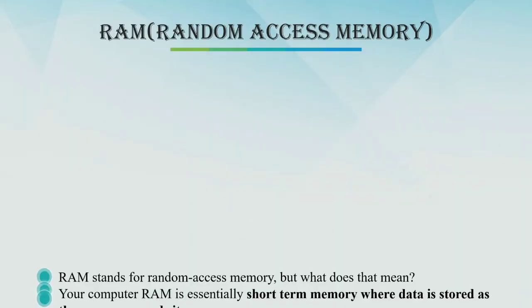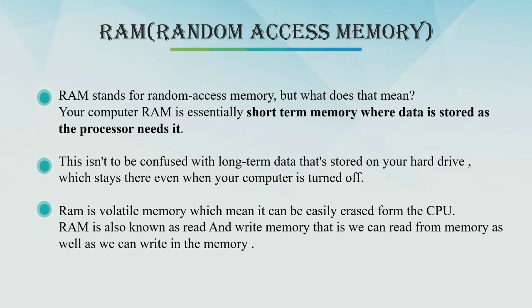RAM stands for Random Access Memory. But what does that mean? Your computer RAM is essentially short-term memory where data is stored as the processor needs it. This isn't to be confused with long-term data that's stored on your hard drive, which stays there even when your computer is turned off. RAM is volatile memory, which means it can be erased easily from the CPU. RAM is also known as read and write memory, that is, we can read from the memory as well as we can write in the memory.